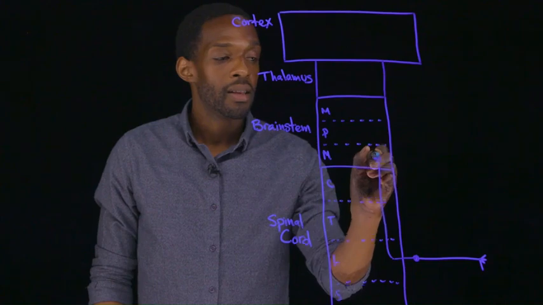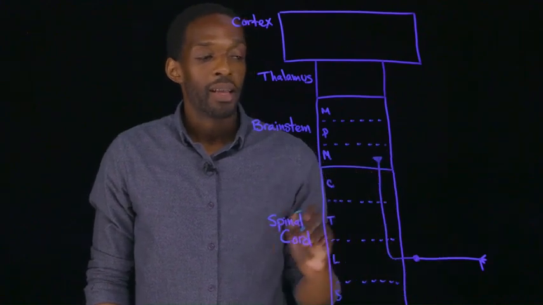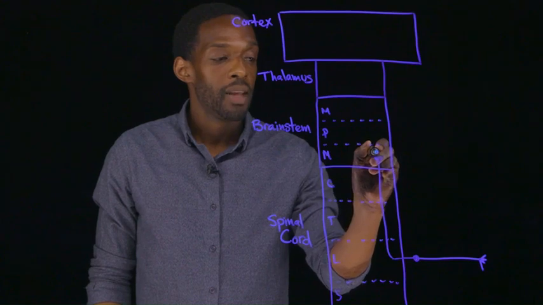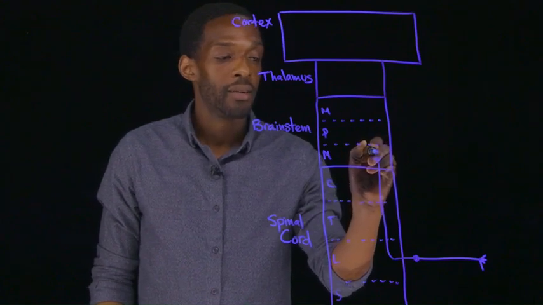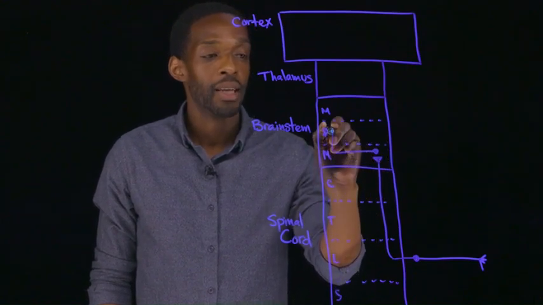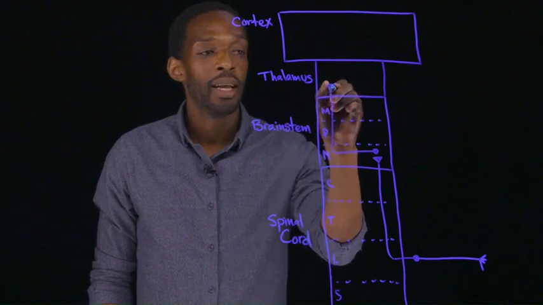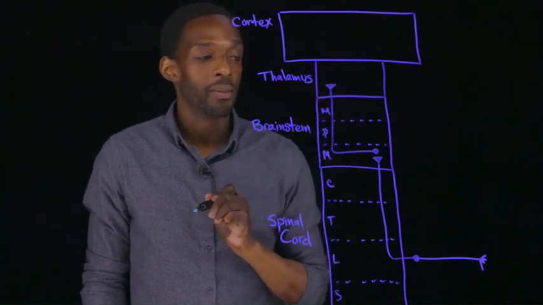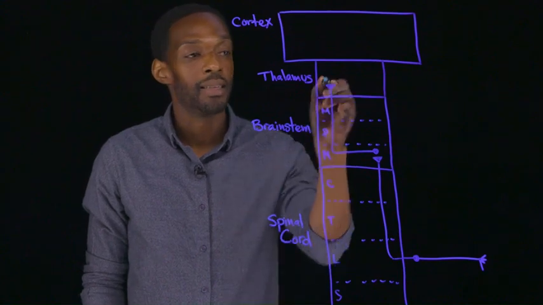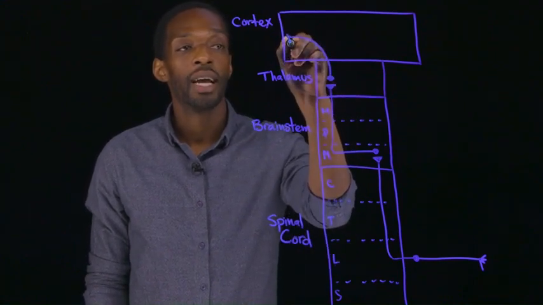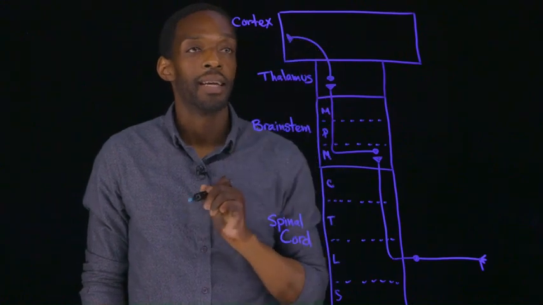From here, this first neuron in our pathway is going to synapse in the dorsal column nuclei of the medulla, and the second neuron in our pathway is going to decussate, meaning it crosses to the contralateral side of the nervous system, and it will ascend to the thalamus, where it will synapse in the VPL thalamus. And from here, the third neuron in our pathway will project to the somatosensory cortex.